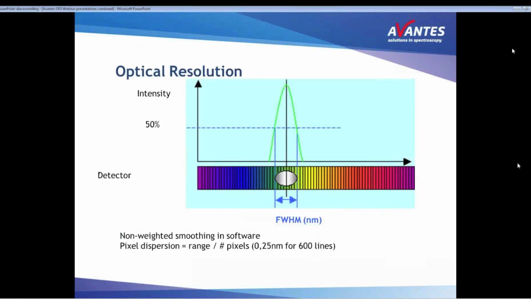The slit at the entrance is one of the parts which determines the optical resolution. The projection of the slit will be projected over multiple pixels. The fewer pixels it will be projected on, the better the spectrometer is able to distinguish two separate wavelengths close to each other. So a narrow slit will give a higher optical resolution, but at the cost of intensity.